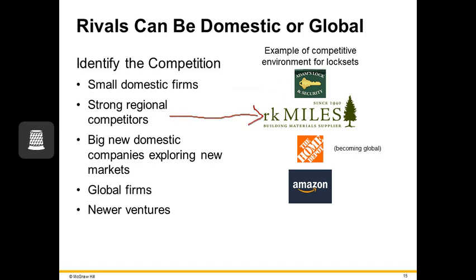Okay, then we have our strong regional competitors, and in this example, that would be RK Miles, who has a main location in Manchester, Vermont, which is in Bennington County. They have other locations in Vermont. They have a few locations in Massachusetts, I believe, but they are not a national company. They're very tightly centralized in that southern Vermont area.